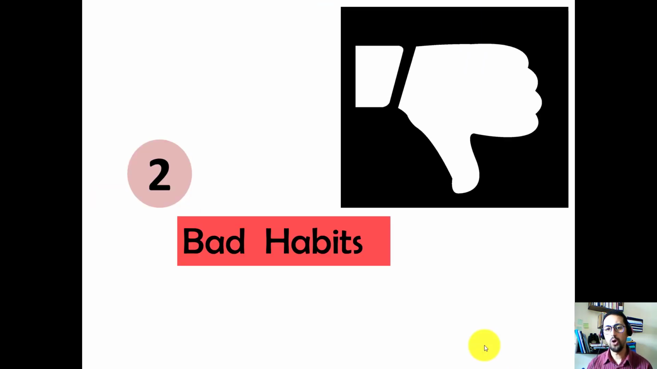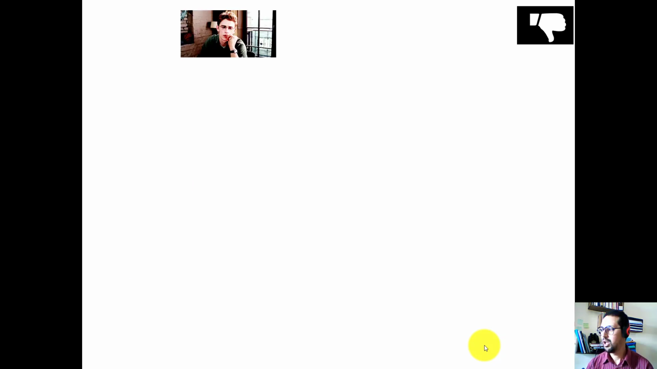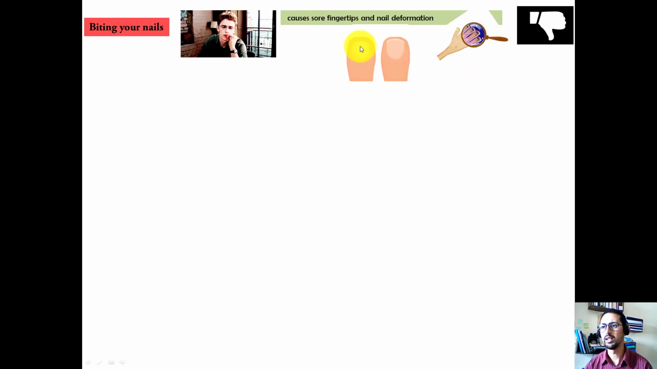Let's move now and talk about bad habits. You are going to look at pictures and try to describe them. Let's start with the first picture, biting your nails. So biting your nails is a bad habit because by doing this, it causes sore fingertips and nail deformation. Sore fingers, ألم الأصابع. Nail deformation, تشوه في الأظافر.